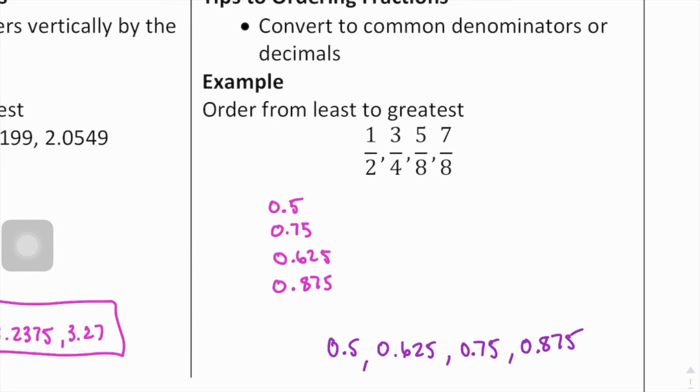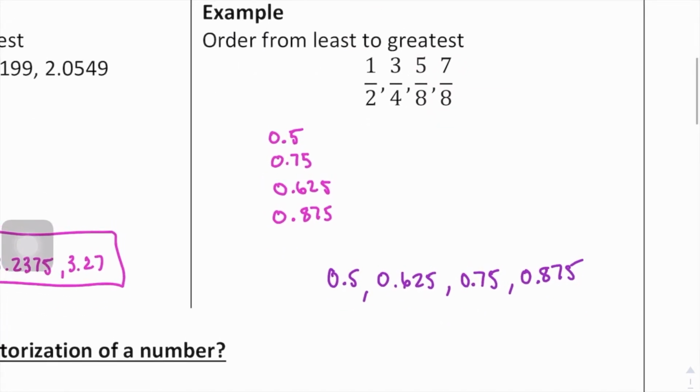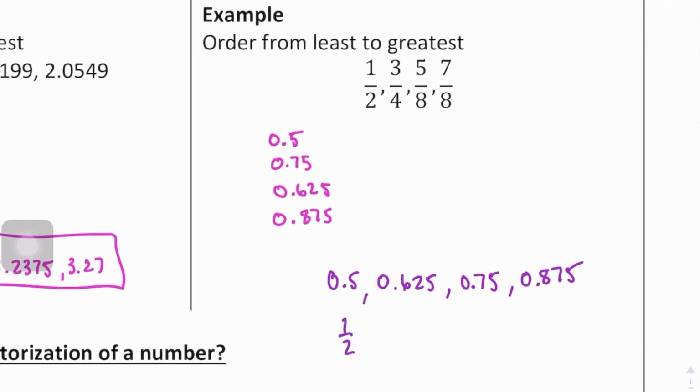Now I'm going to convert them back into the fractions. So 0.5 was the 1/2, 0.625 was the 5/8, 0.75 was the 3/4, and then 7/8 was our last one. So that's going to be our answer here.